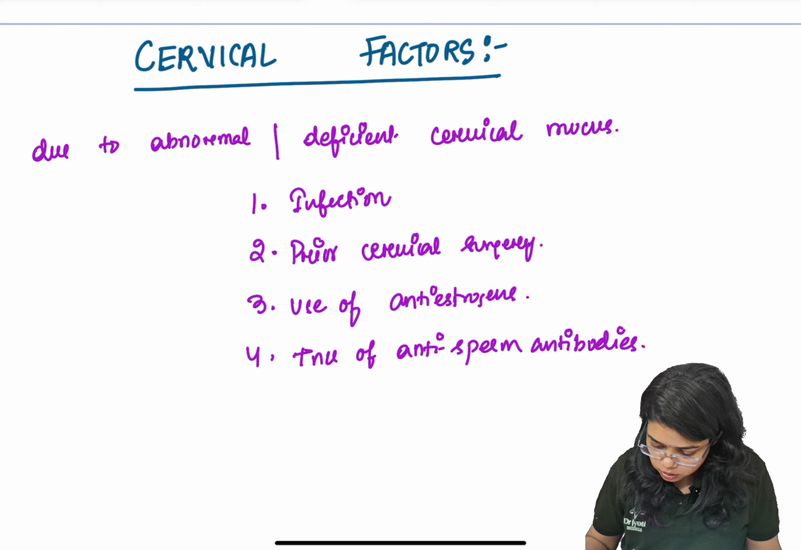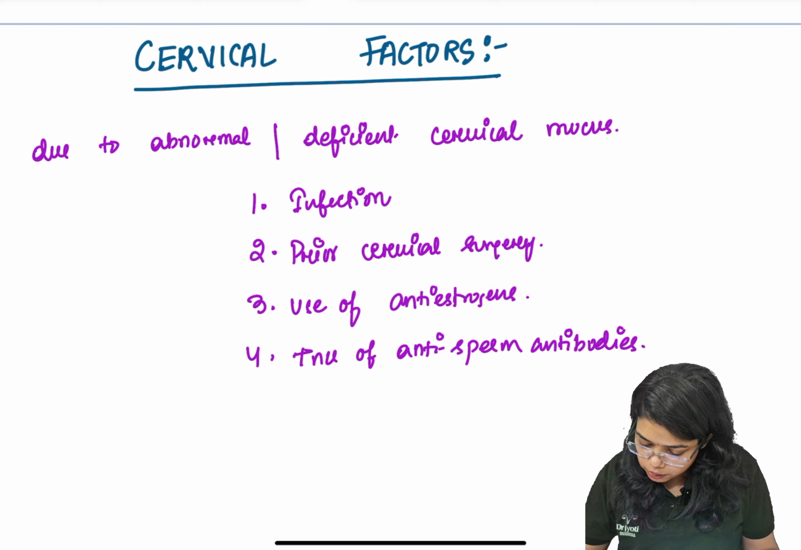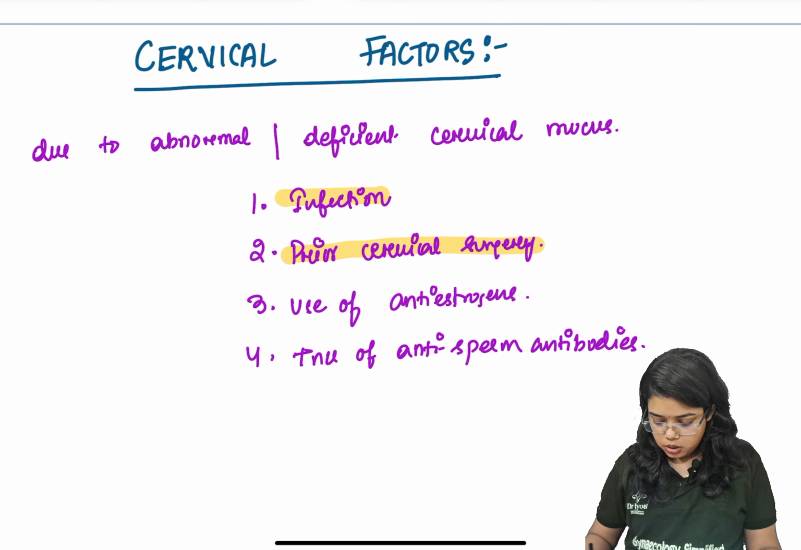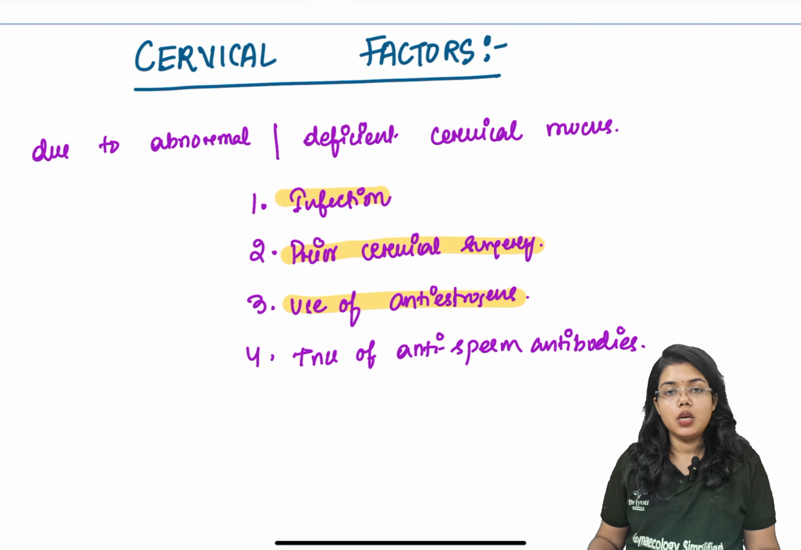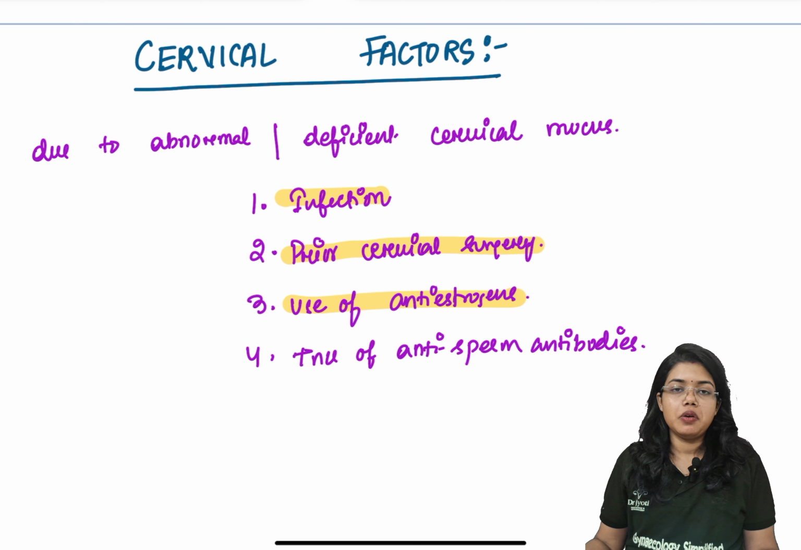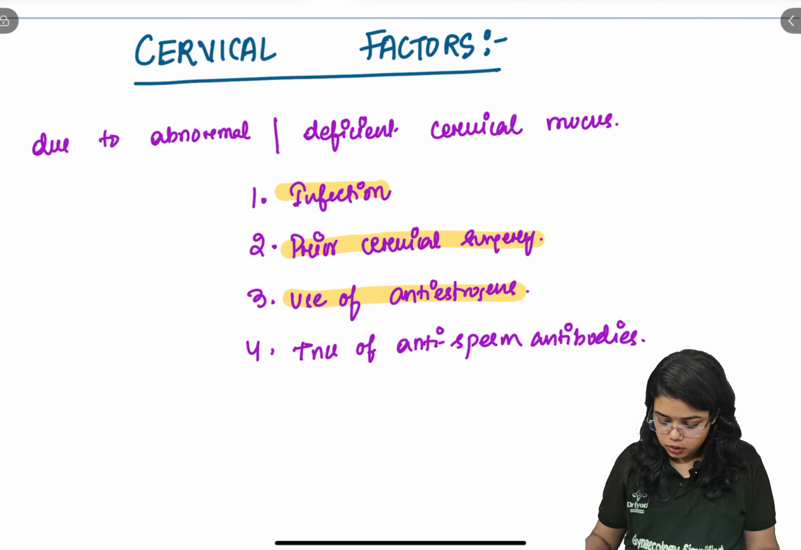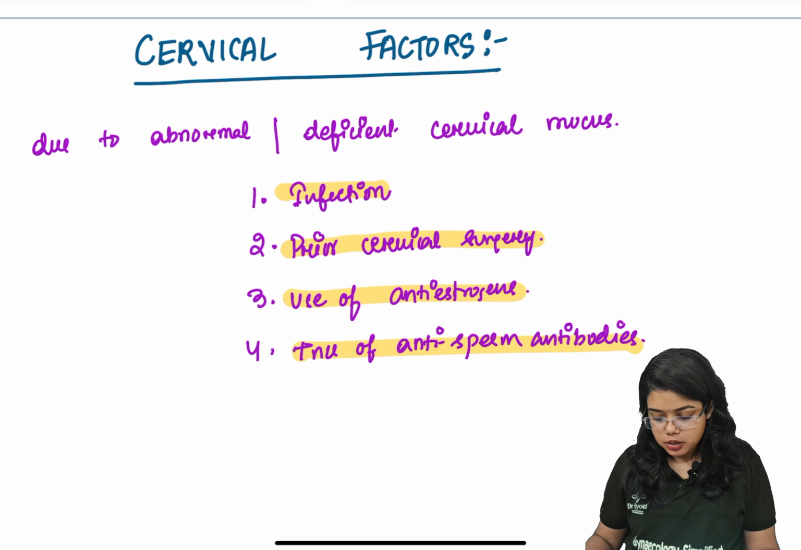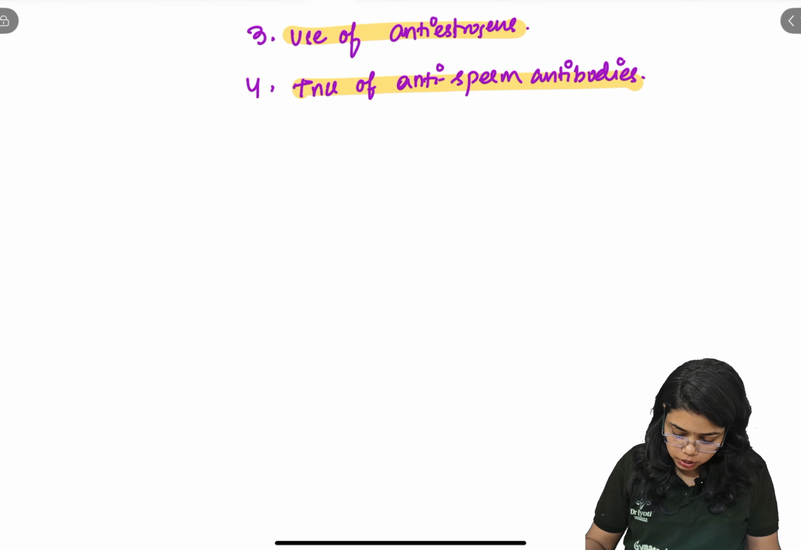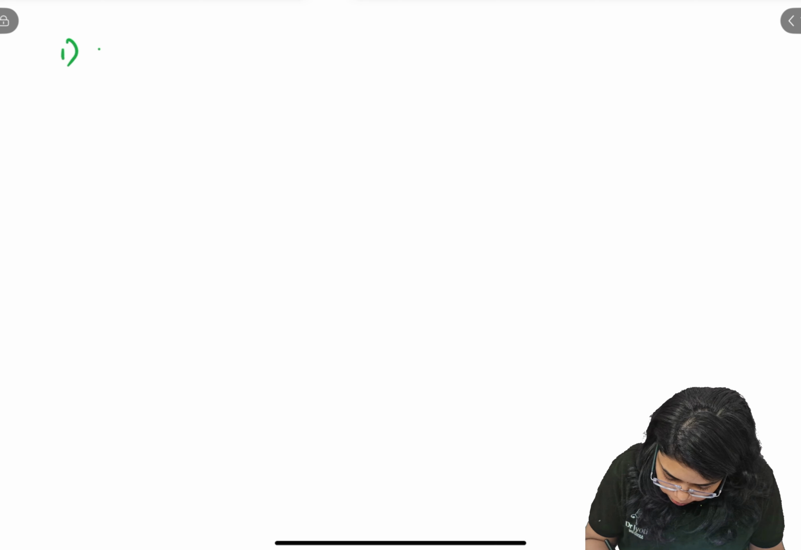What happens in infections? In infections, we give antibiotics. If prior cervical surgery, we can do cervical encerclage. And with use of antiestrogen, why? Because estrogen makes cervical mucus thin and helps in penetration of the sperms. And the presence of anti-sperm antibodies kills the sperm and hence prevents fertilization. So what do we do for treatment? For treatment of infections, we give antibiotics.